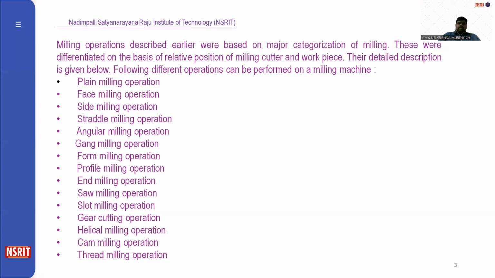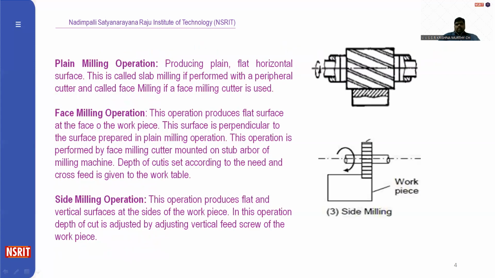So first we shall discuss each one. First we are going with the plain milling operation. This plain milling operation is used to produce plain, flat, or horizontal surfaces, and it is also called slab milling. Here a plain milling cutter is used. You can see the diagram of the cutter.